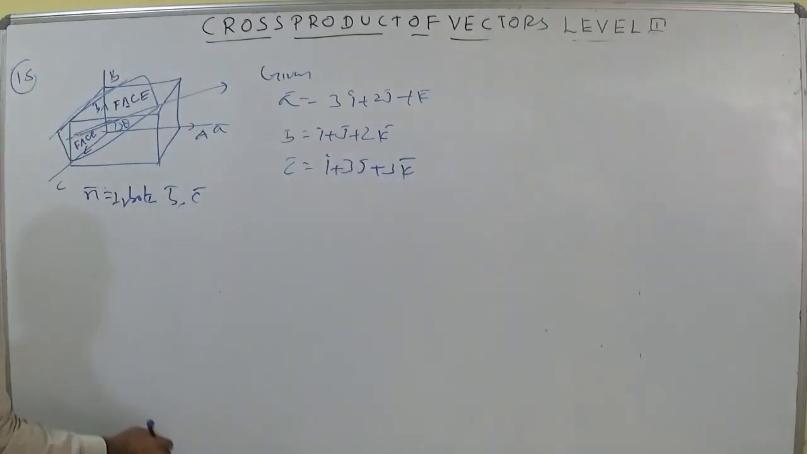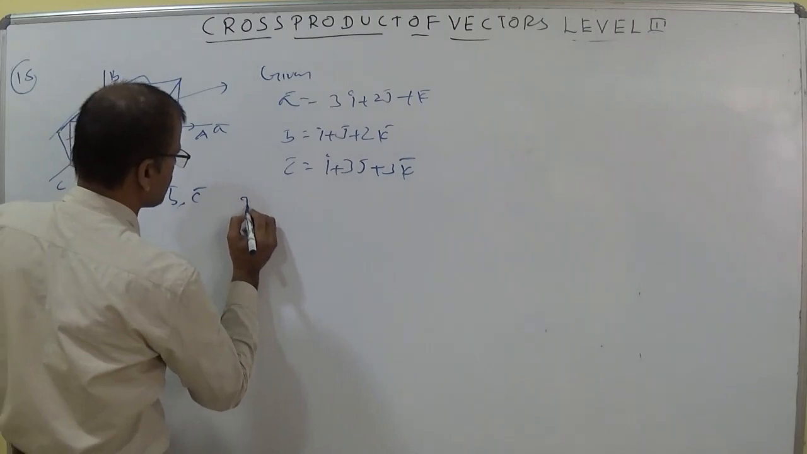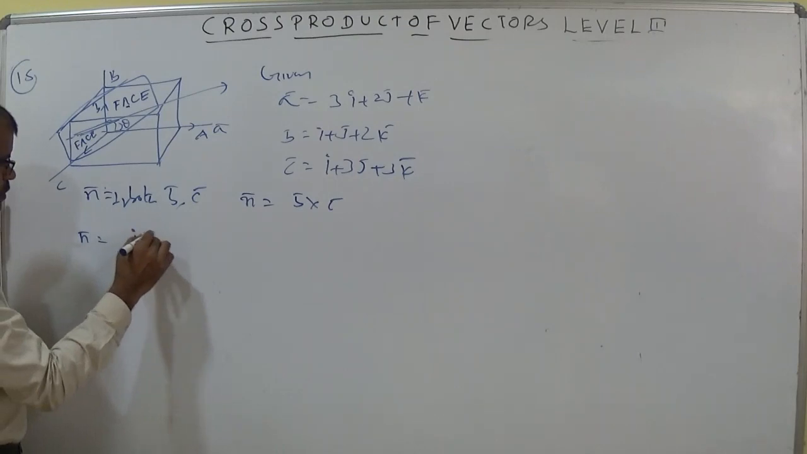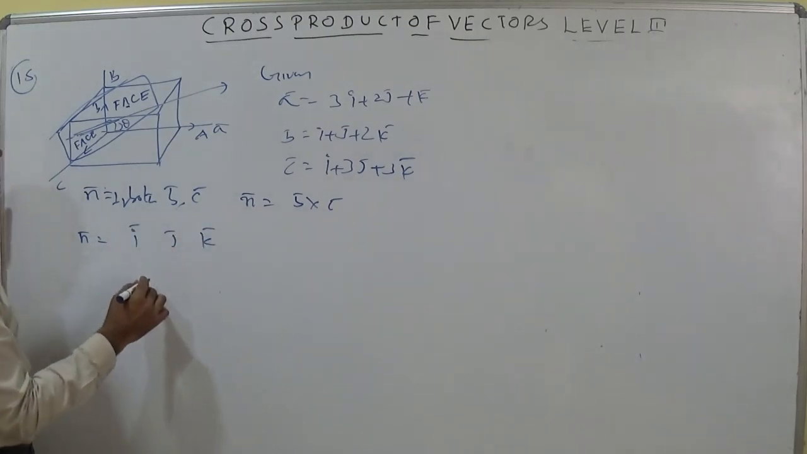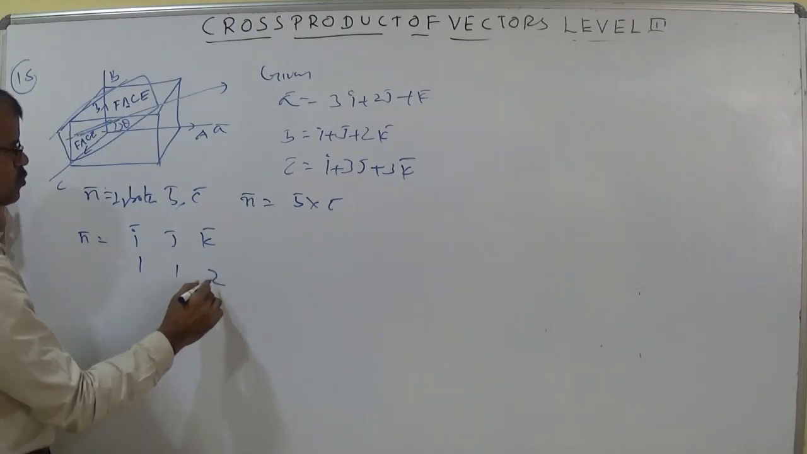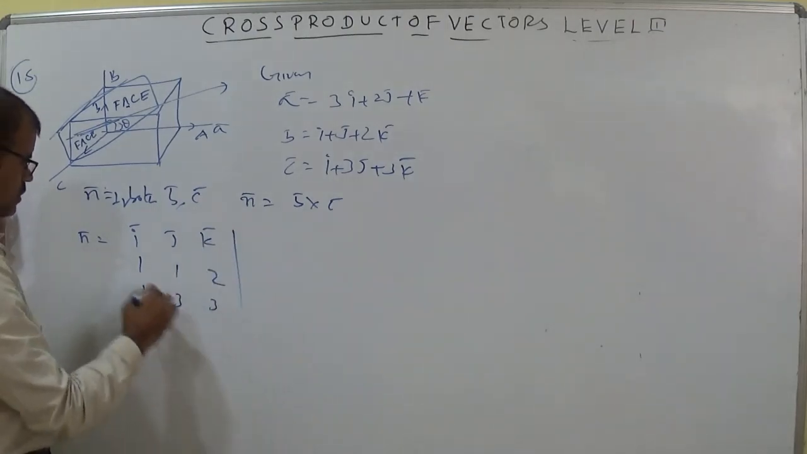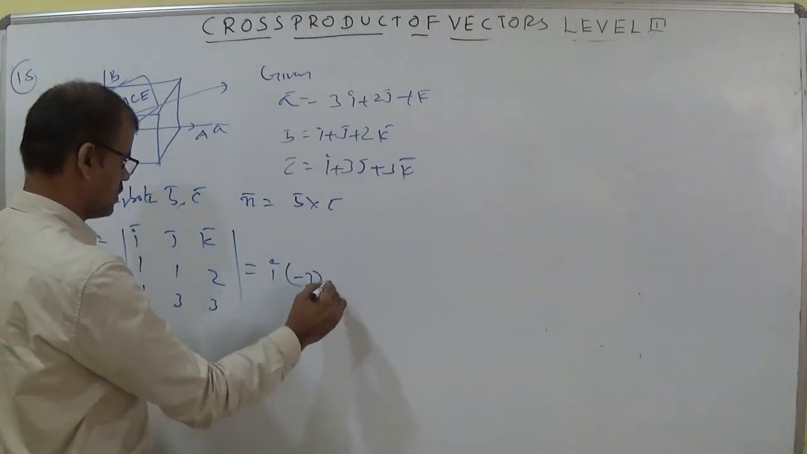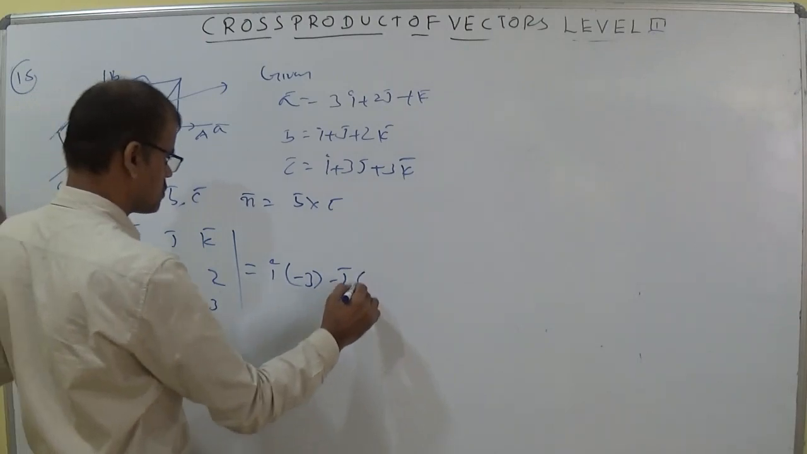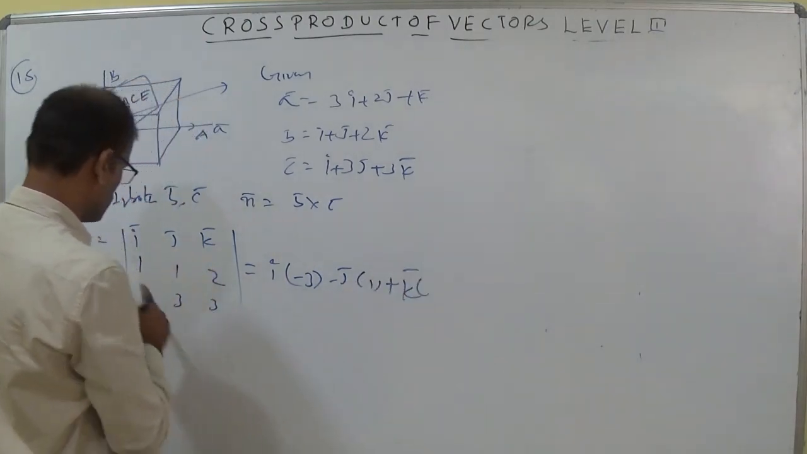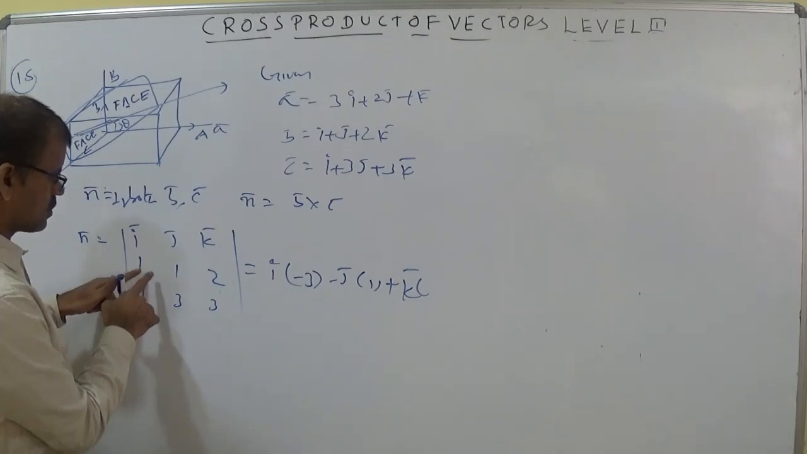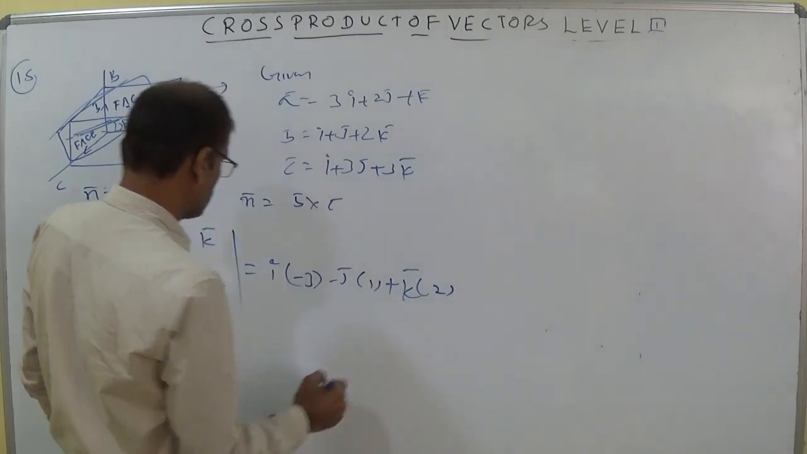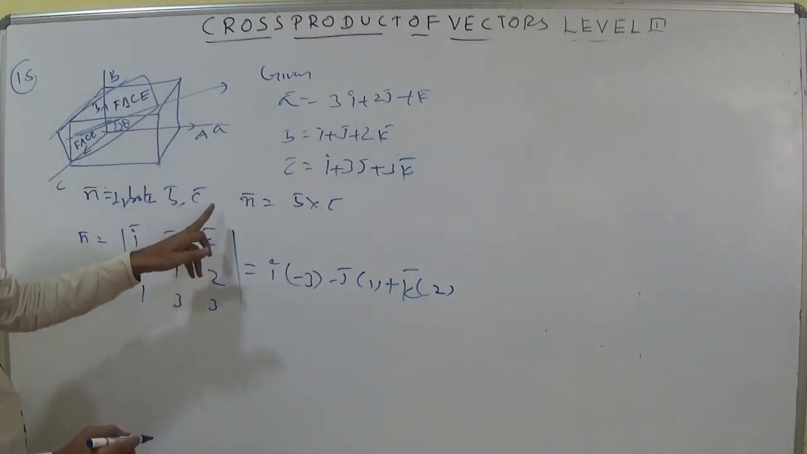So now calculate n bar is equal to B cross C. N bar is equal to B cross C. Put here i, j, k, and what is the value of B here? 1, 1, 2 and 1, 3, 3. Calculate the value now. i into 3 minus 6 minus 3, minus j into 3 minus 2, plus k into 3 minus 1. This is j, 3 minus 2 completed. K into 3 minus 1, it is 2.